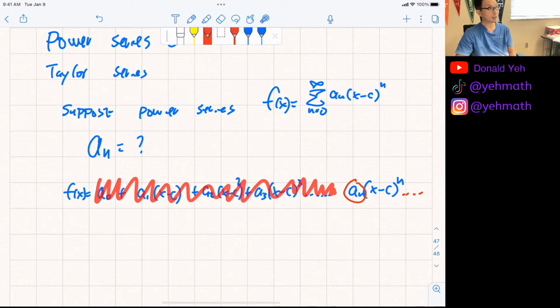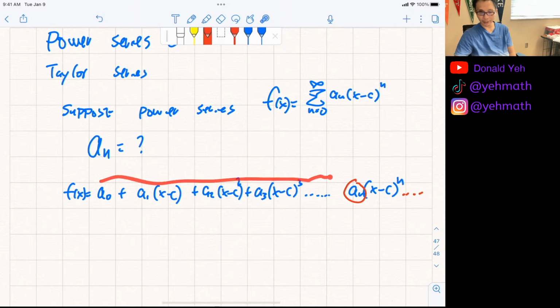Remember what we just learned. How do I get rid of all these terms? Derivative. How many derivatives do I need to take? N. Exactly. Because if you take them all the way here, then all this will kill them. Gone. So the idea is you want to get a_n by itself.